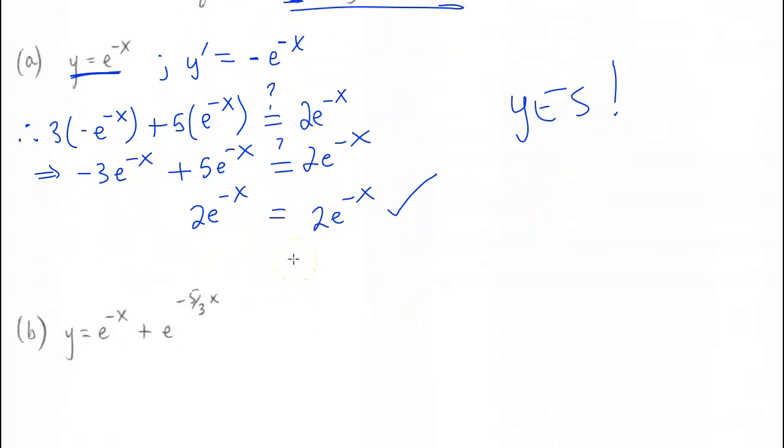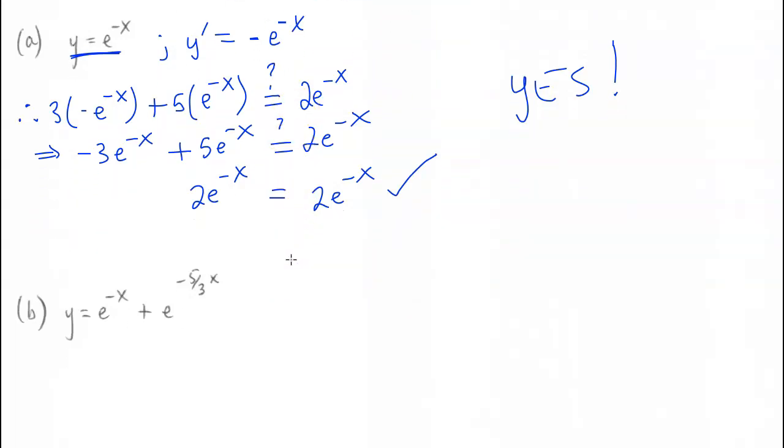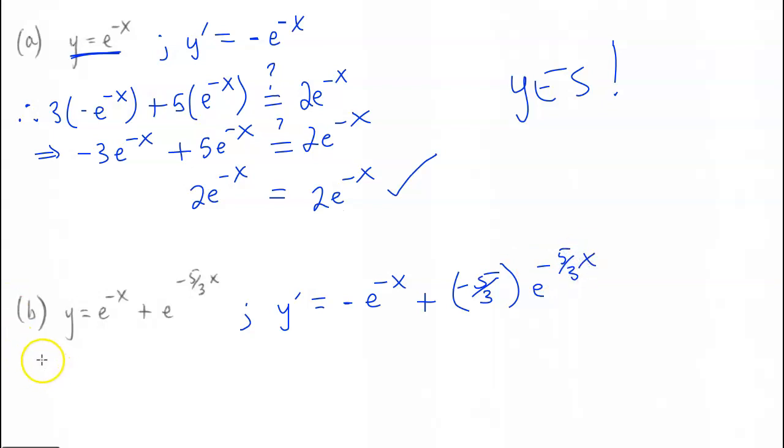All right, so now we're going to check the same thing, but with this function y that has 2 terms. Again, my y prime would be minus e to the minus x, and plus, we take the derivative of e to the minus 5/3 x. That would be a minus 5/3 times e to the minus 5/3 x. And then we'll substitute that in.